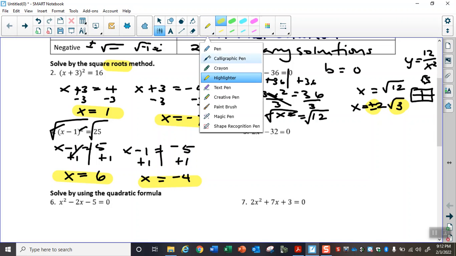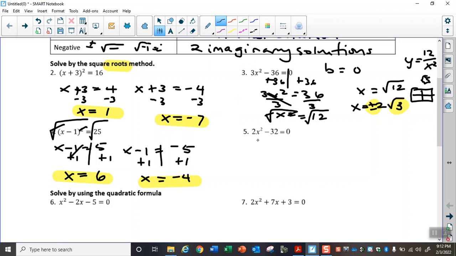All right, now coming over here, got to get the x squared by itself, so I'm going to add 32 to both sides. And then I get 2x squared equals 32. All right, divide by 2. And I get x squared equals 16.